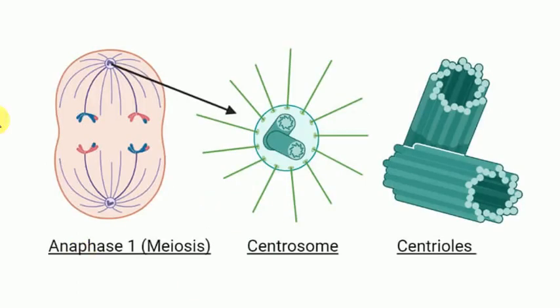This is the anaphase of the cell. You can see here the centrosome. Here is the enlarged picture of the centrosome. You can see within the centrosome there are two centrioles. Centrosome helps in cell division.